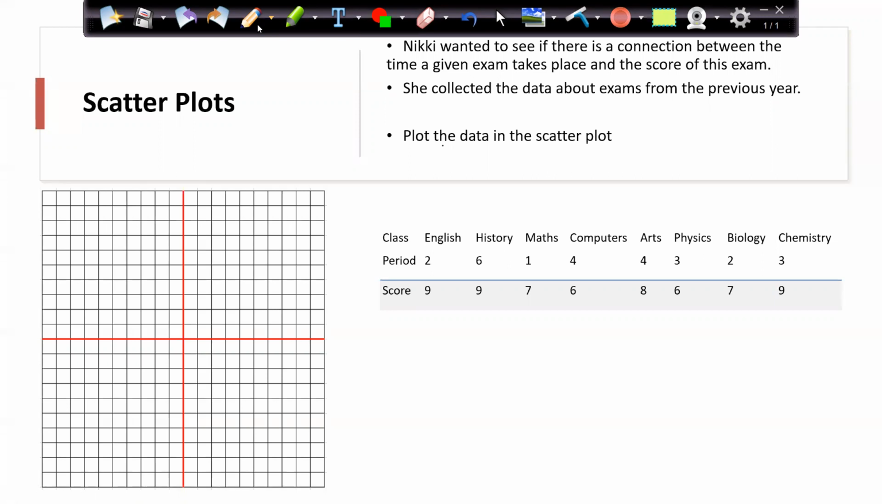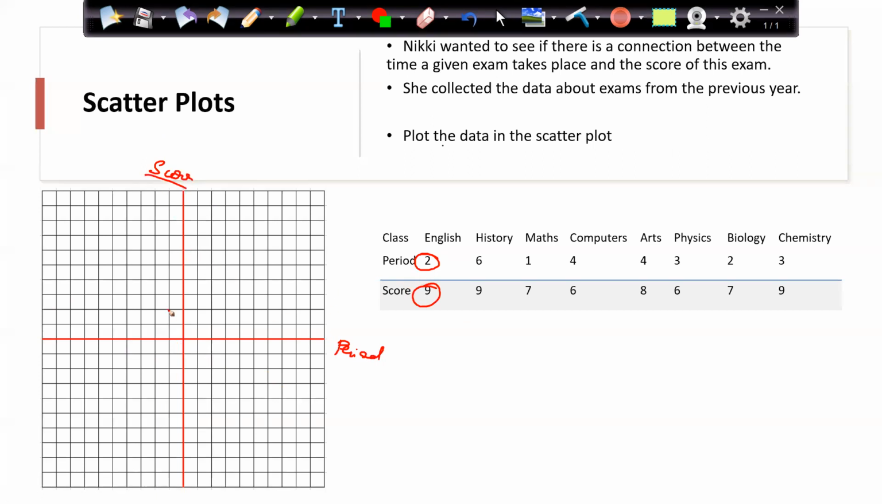She collected the data about exams from the previous years and plotted the data in a scatter plot. So this is my scatter plot. Basically here I want to plot my data. When I'm giving 2 hours, students are getting around 9 marks, maybe out of 10, let's say. So my x-axis is period, and my y-axis is score.